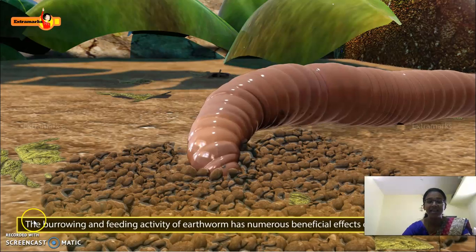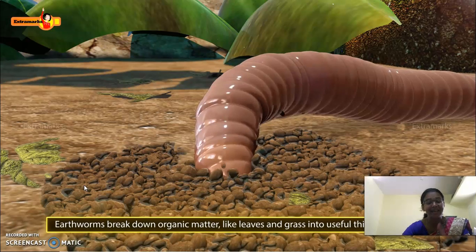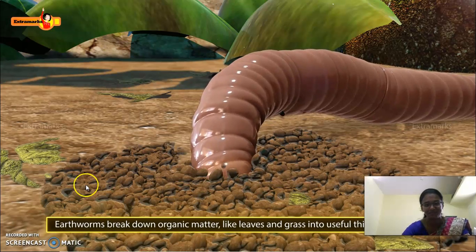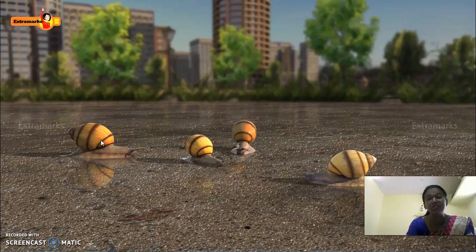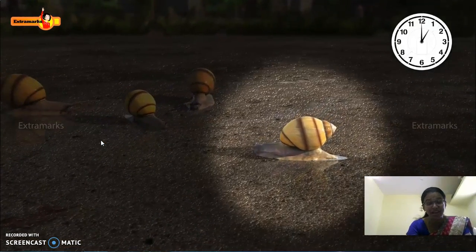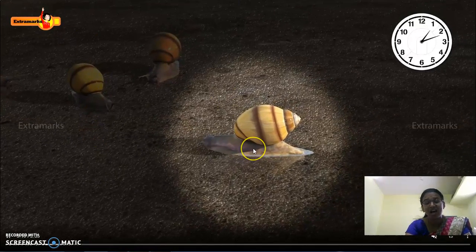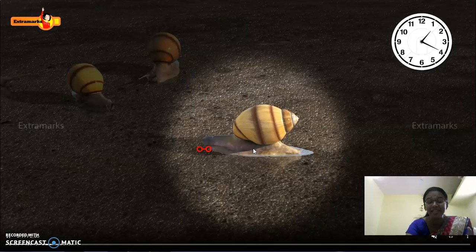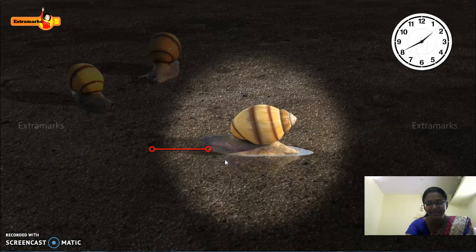Okay children, next we are going to study about the locomotion, that is the gait, in the snail. Have you seen snails, children, which are found after the rainy season? Yes, after the rain gets over you are able to see snails. It may take hours to travel a very small distance.